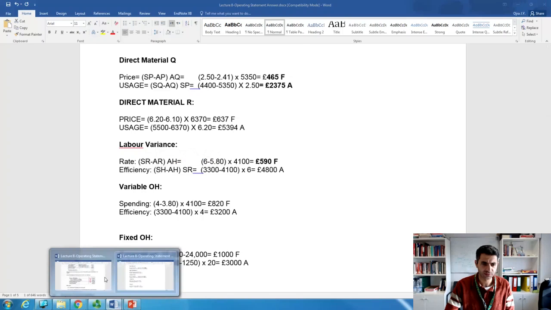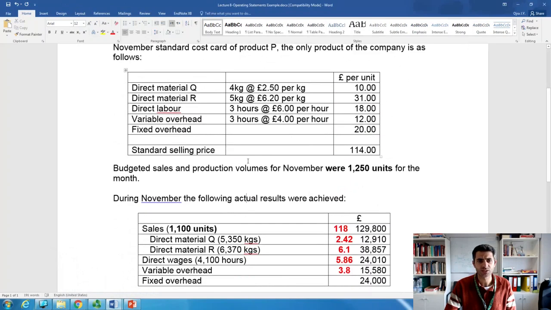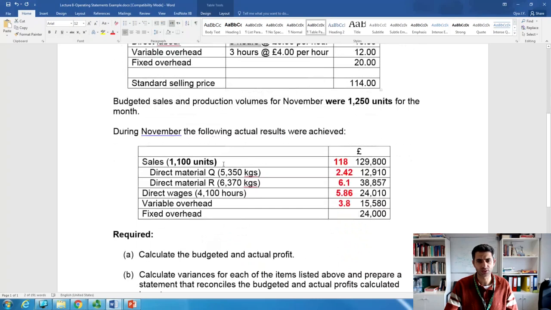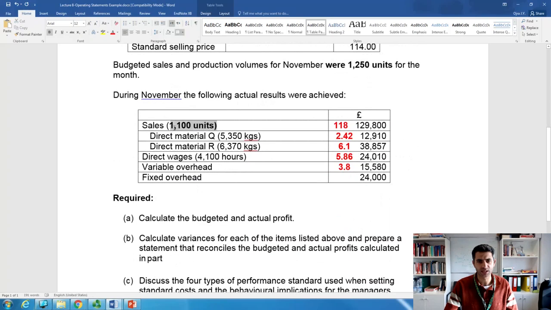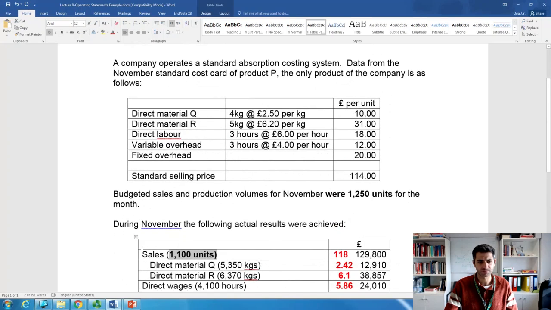Have a look. You will see the required time is 3 hours, and you need to multiply it by the actual output, or the actual units, which as you see is 1,100 units.